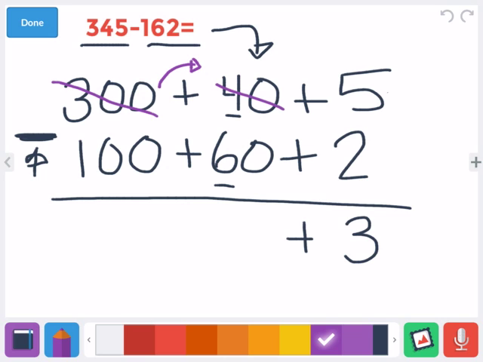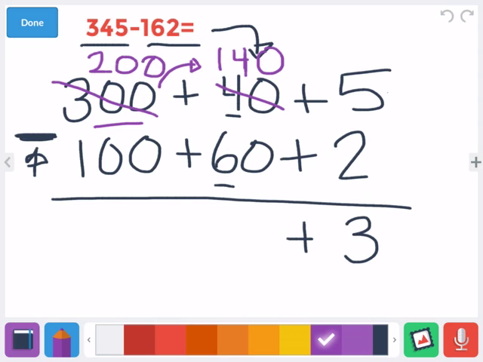Now, instead of having 40, I have 140. We took 100 away from 300, and I put that 100 over with the 40, so 140. Now, if I look at this 300, I don't have 300 anymore because I took 100 away. Now I have 200.